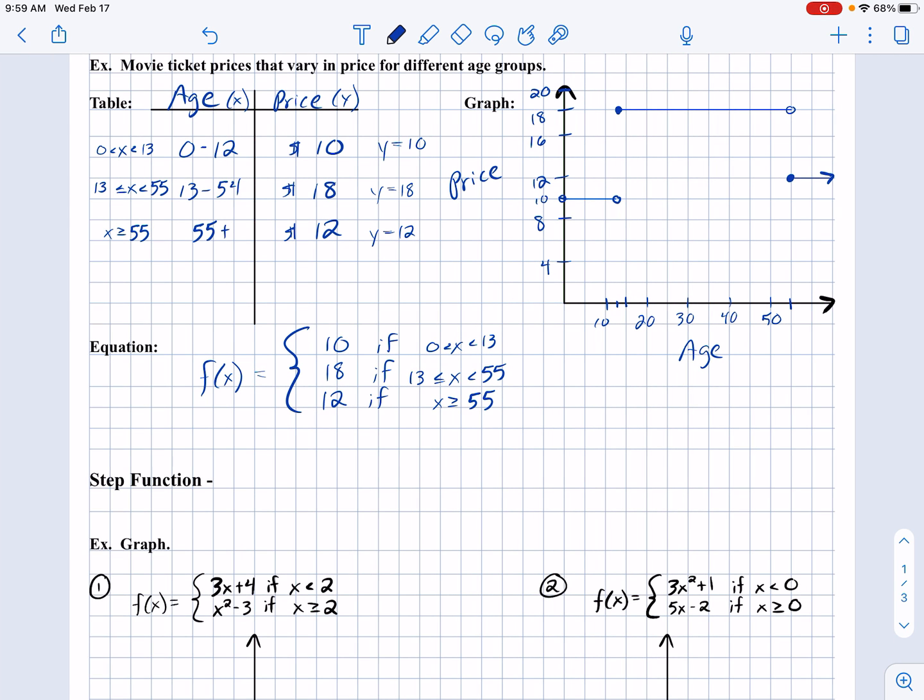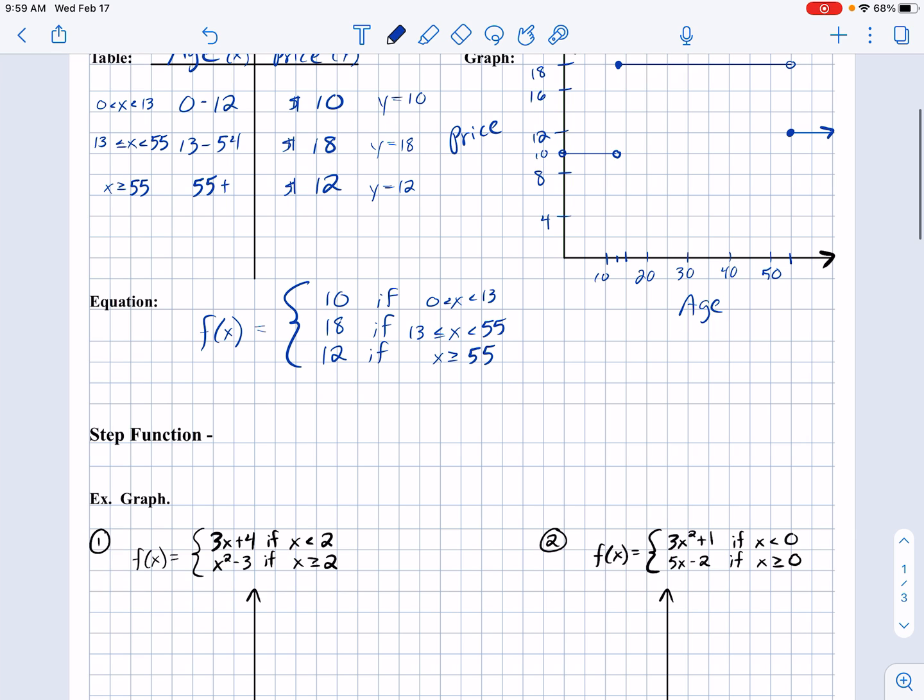This specific example right here, this is a step function. It's where every single function in your piecewise function is a constant. That's why it looks like there's steps up and down the graph. So it's a piecewise function.